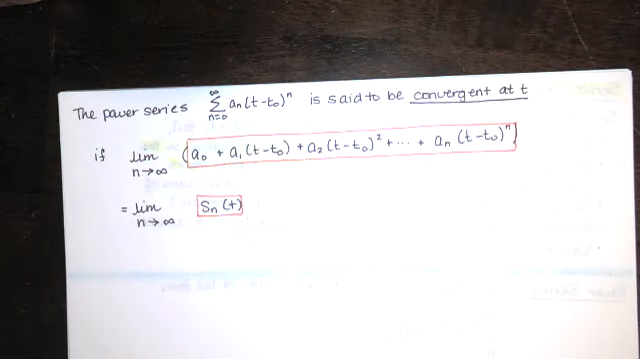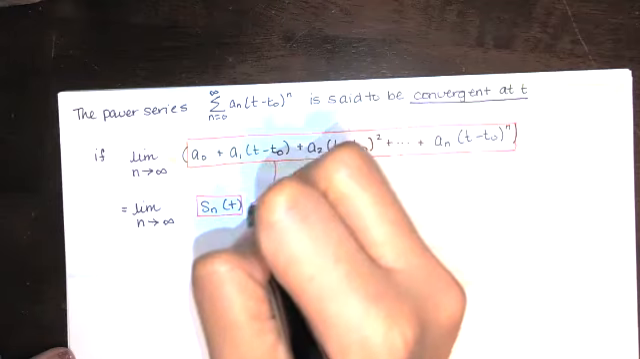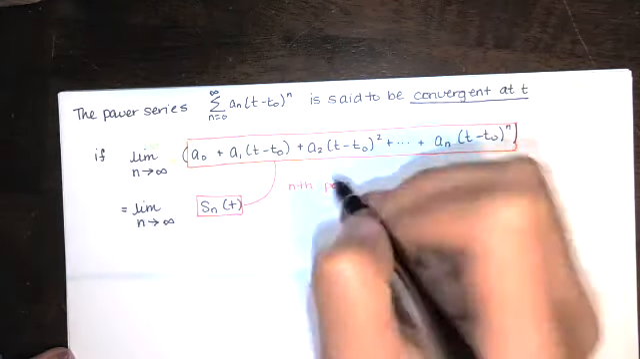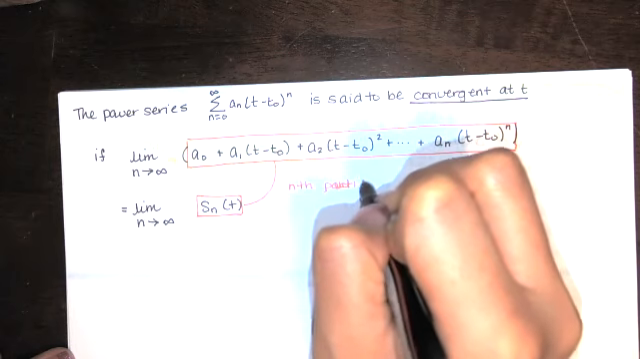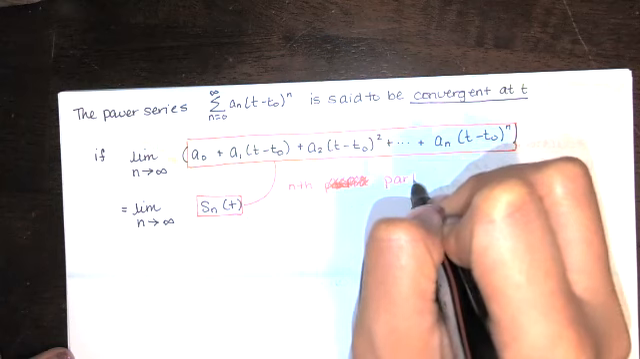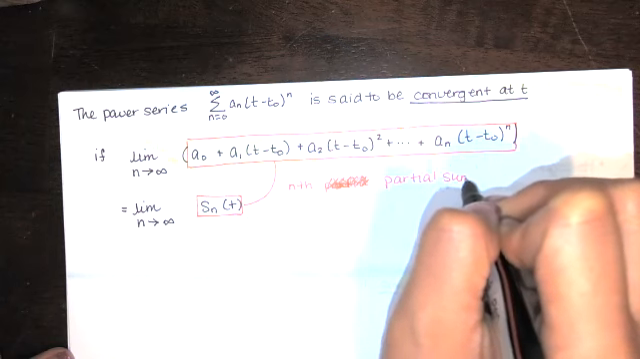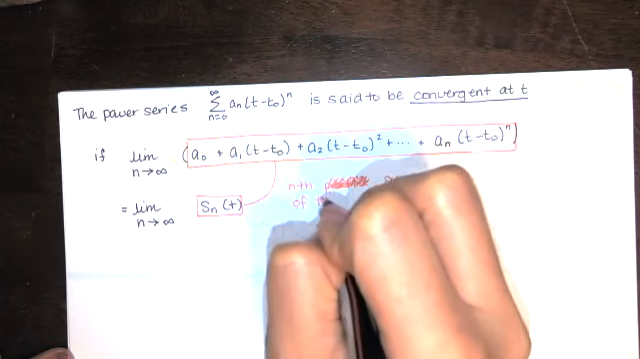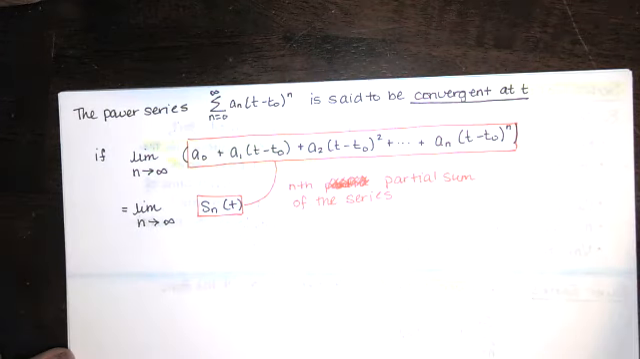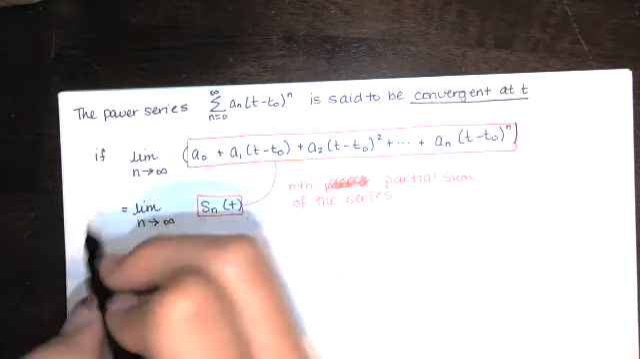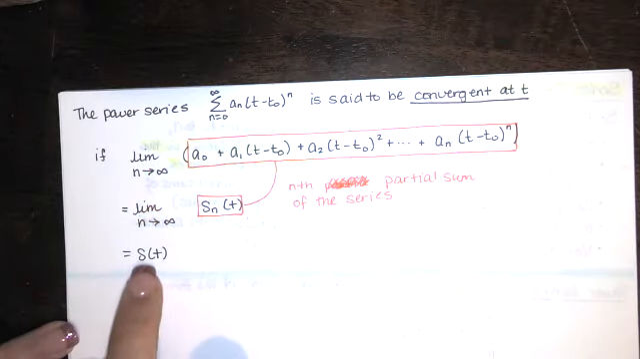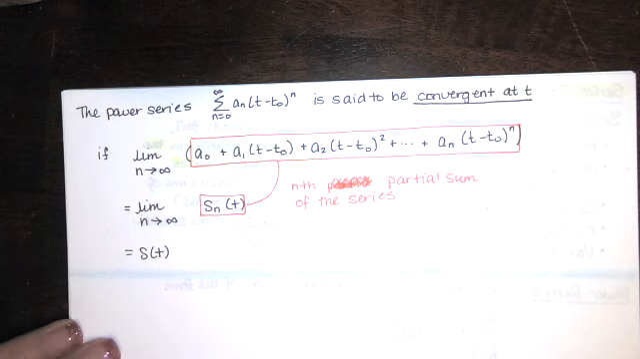It's polynomials of different lengths. And the partial sum of the series. If the limit of the nth partial sum is some function of t, then we say that this function of t is called the sum of the series.